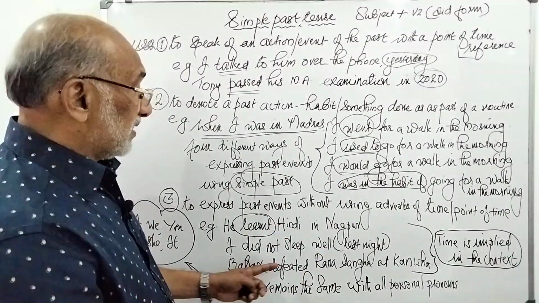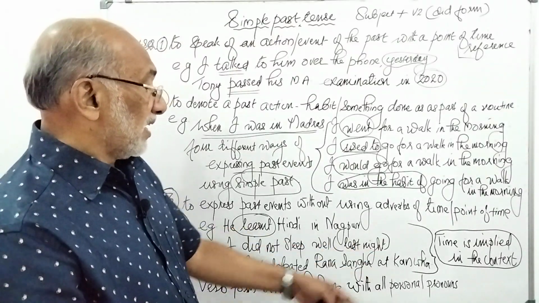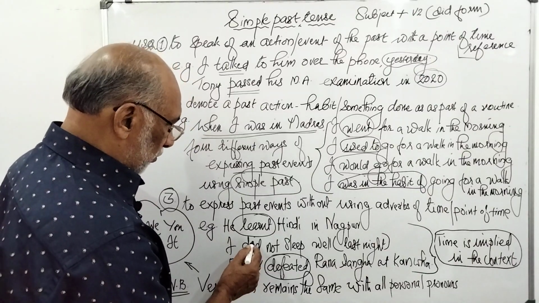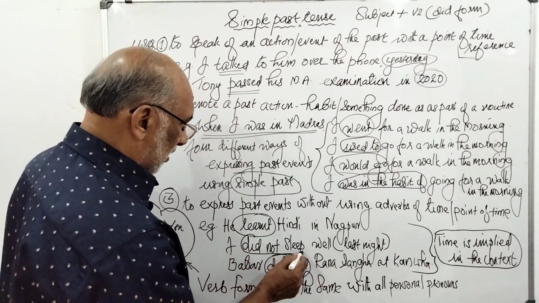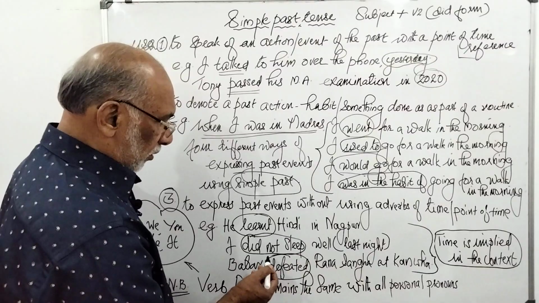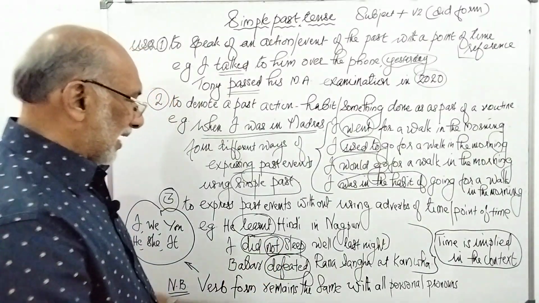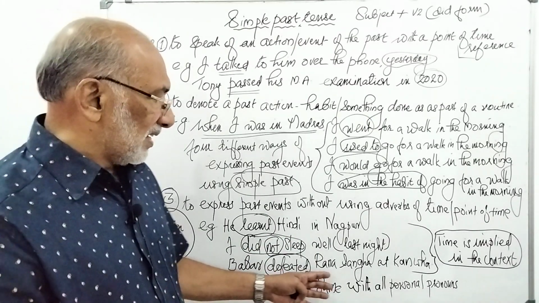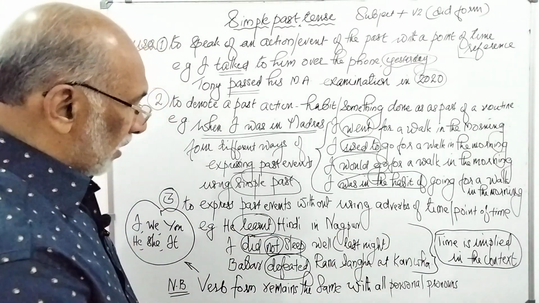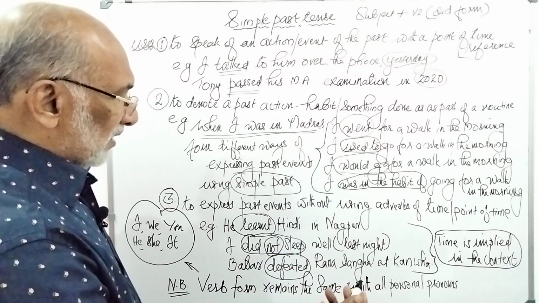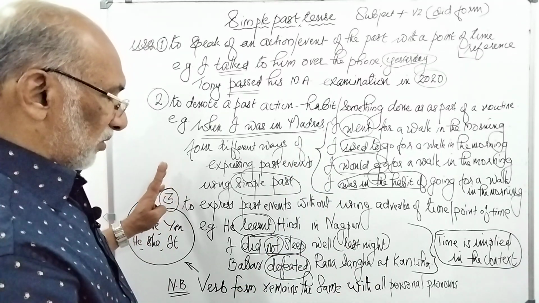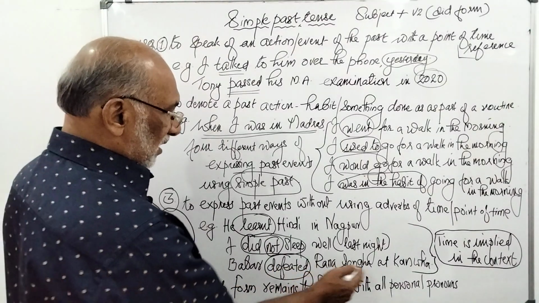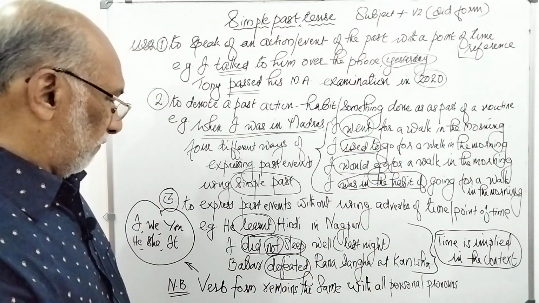Then, Babar defeated Rana Sanga at Kanwa. Here also defeated is the verb, simple past tense is used. Here did plus simple present, that is equal to simple past, and the negative word is added in between. Okay, I did not sleep. Here, Babar defeated Rana Sanga at Kanwa. That means the event is already over. Okay, it was an action of the past. Babar defeated Rana Sanga at Kanwa.